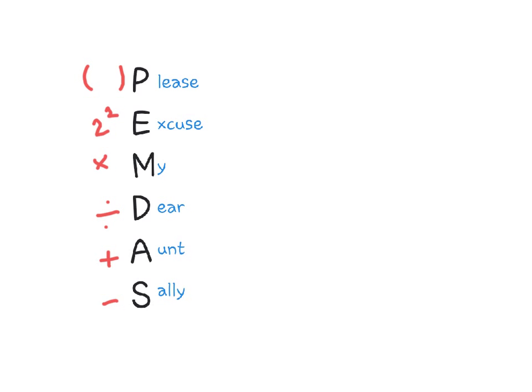However, when multiplication and division are both in an equation, you perform those operations from left to right, even though, according to please excuse my dear Aunt Sally, multiplication comes first. The same rule applies to addition and subtraction. Now let's take a closer look at each operation.